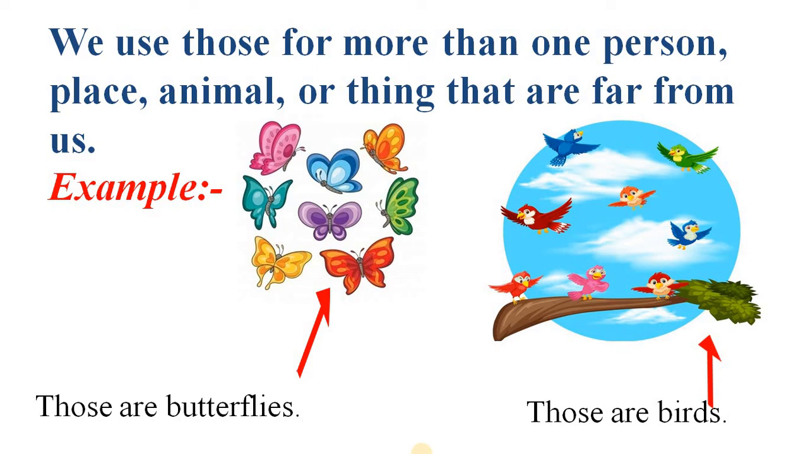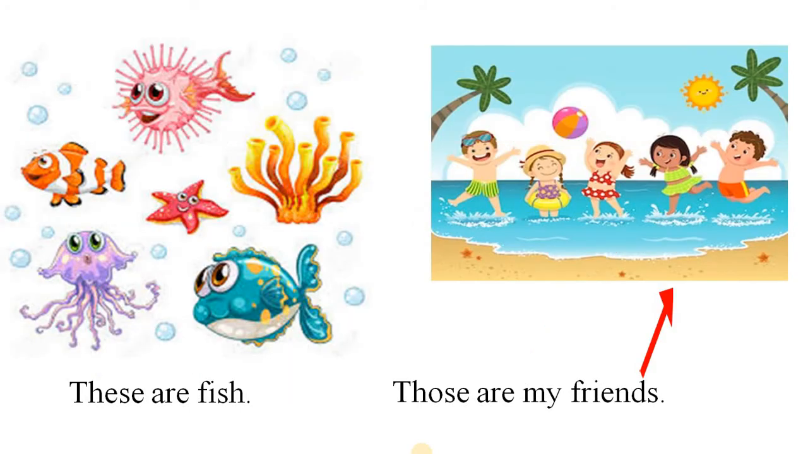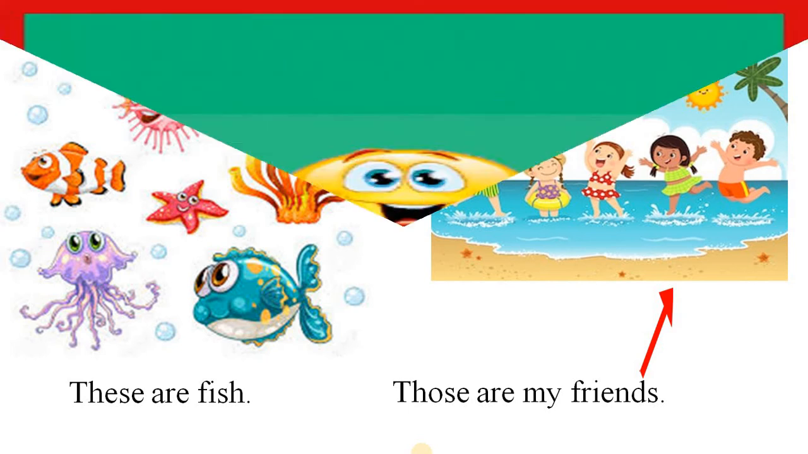Let's know some more examples. Look at the picture. These are animals. Those are fruits. These are fish. Those are my friends.